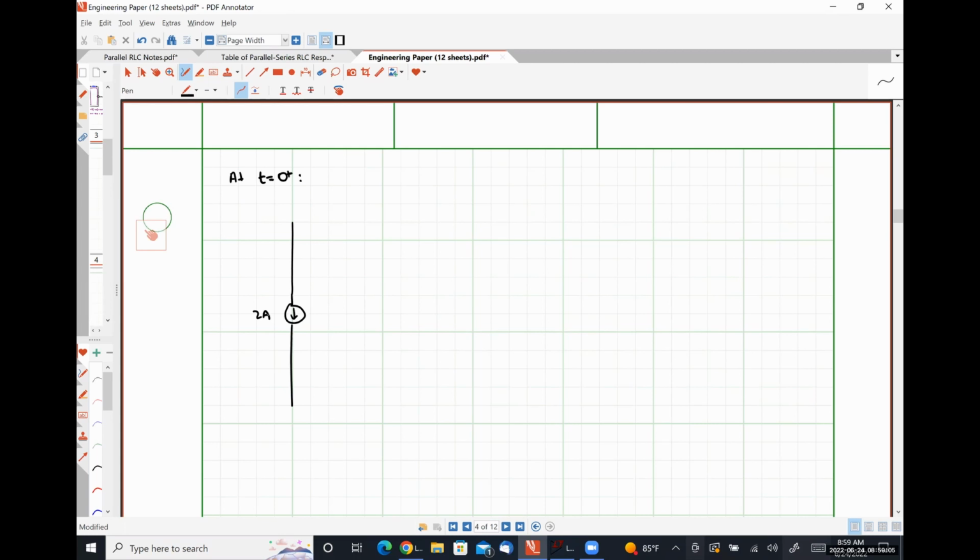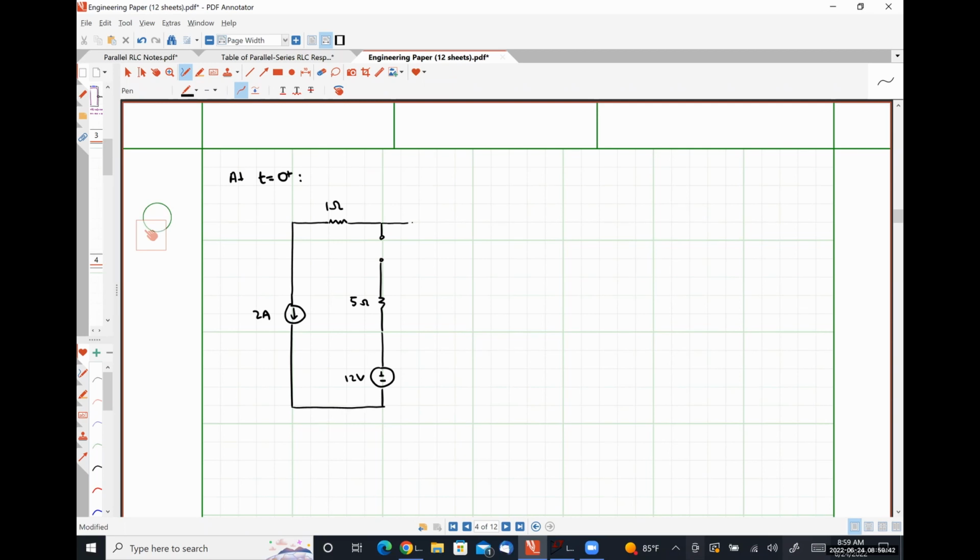The reason for this is because we know that the inductor has to be carrying 2 amps of current down at t is equal to 0 plus, because it was carrying 2 amps of current down at t is equal to 0 minus. Here we have our 1 ohm resistor. We have our 5 ohm resistor and our 12 volt source down here. They don't really do anything, but I'm going to be consistent and continue to draw them.